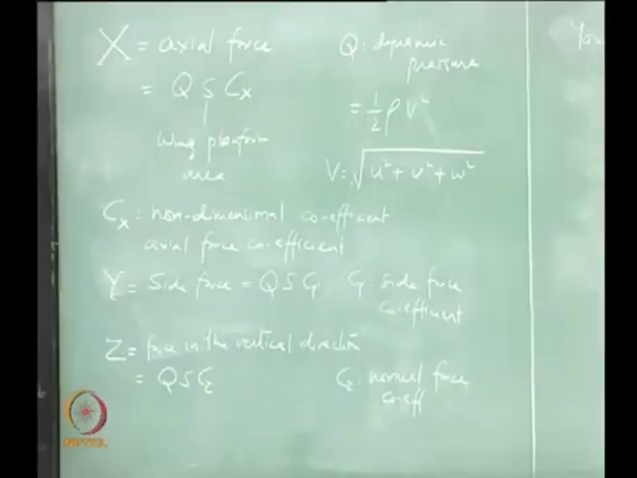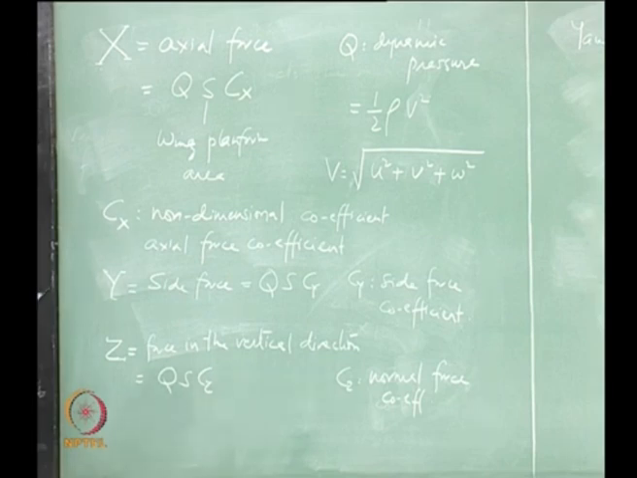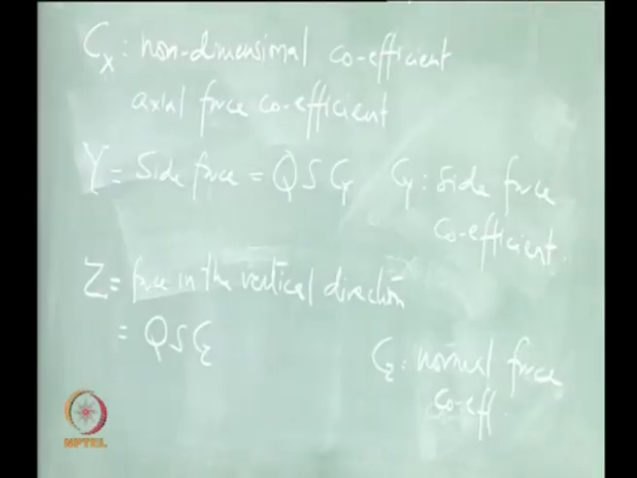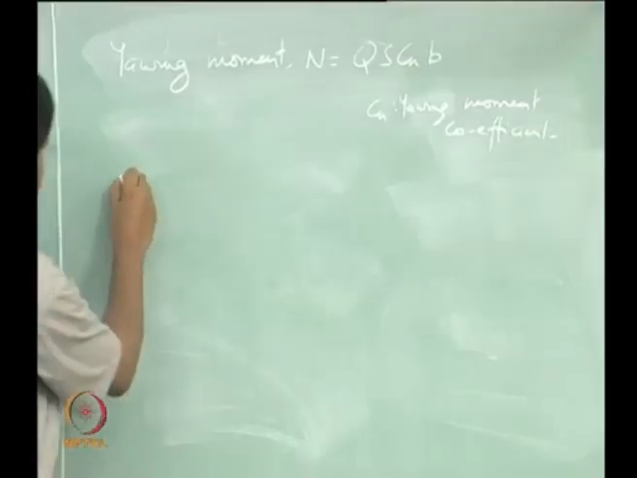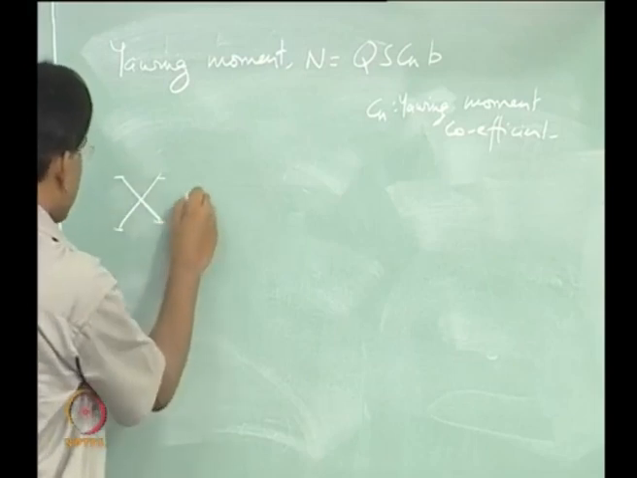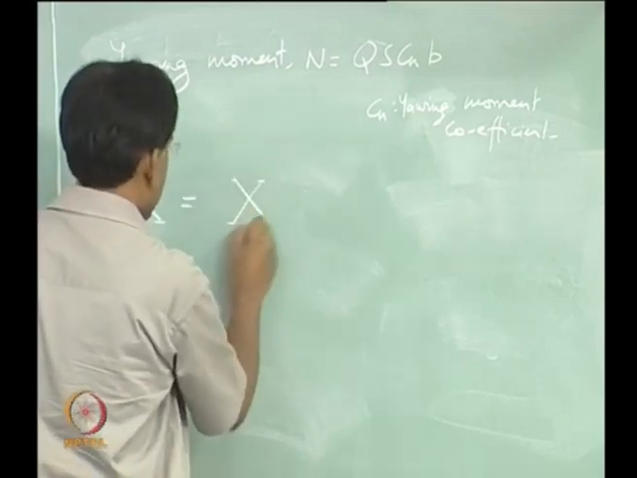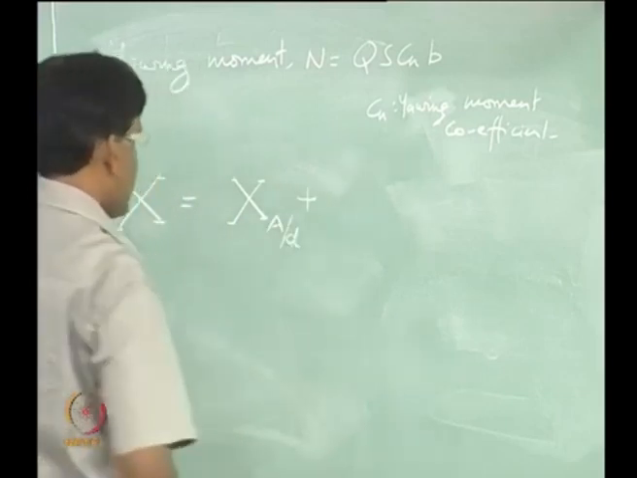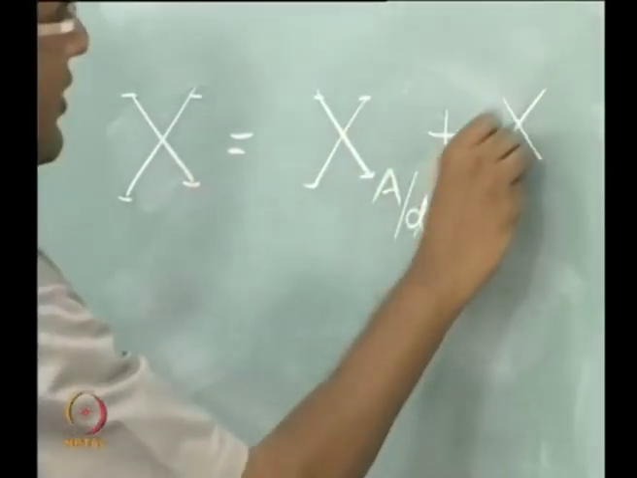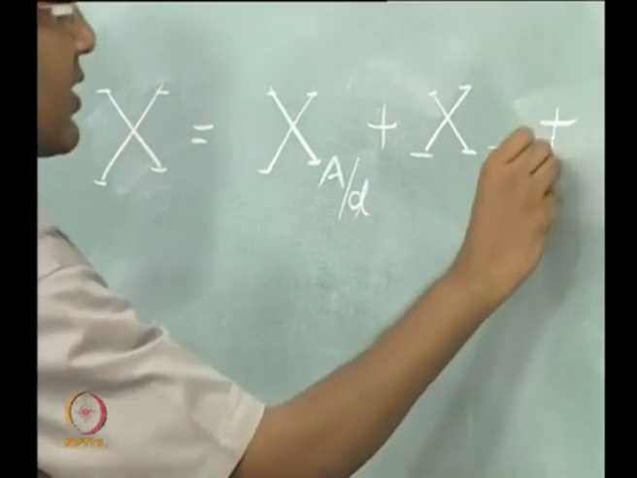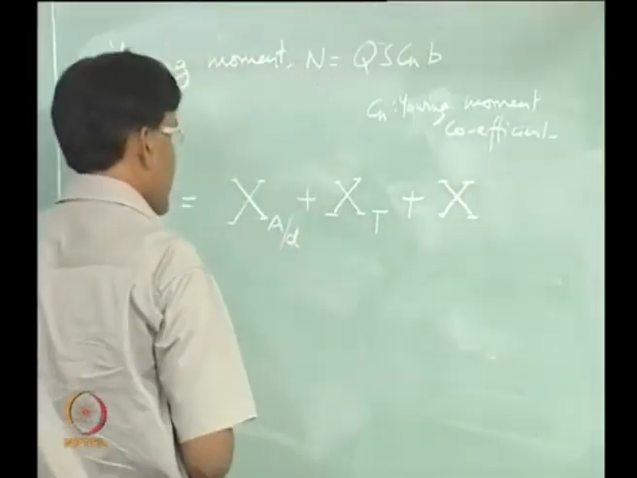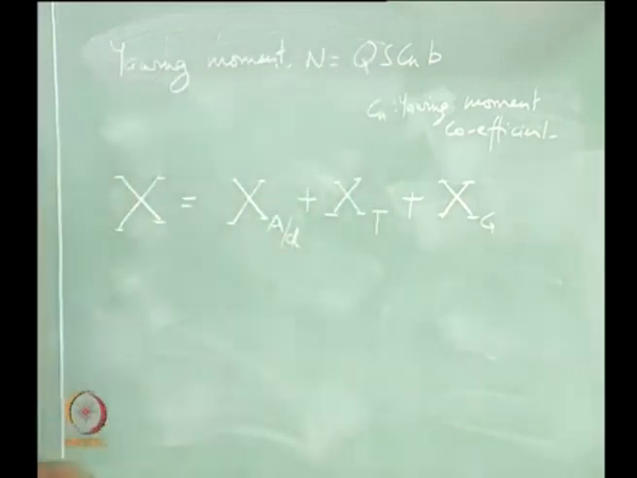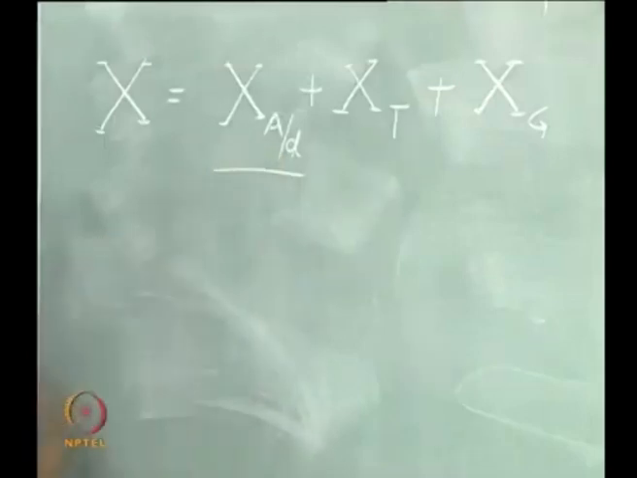So these axial forces are actually resultant forces, which are going to depend upon forces due to gravitation and the aerodynamic forces acting on the aircraft. So this force, for example the axial force, is the sum of its aerodynamic component, thrust component, and the gravitational component.